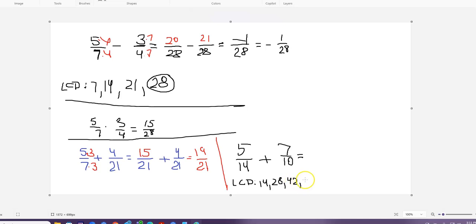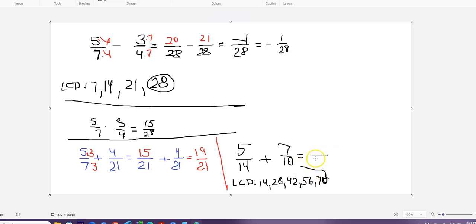Doesn't go. 4 times 14, 56. 10 doesn't go. 5, sorry. 5 times 14 is 70. Finally, we got to the number, which is the least common denominator. 10 goes into 70.